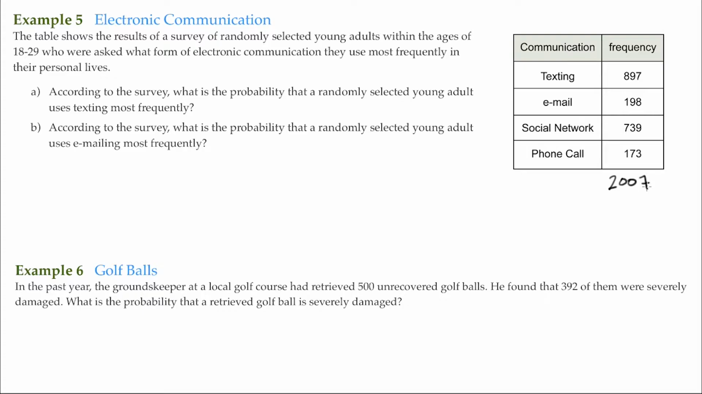So then the event here is for letter A. According to the survey, what is the probability that a randomly selected young adult uses texting most frequently? And of course there's texting here. Well, that's 897 out of the 2007. So I'm going to put A right here. 897 out of the 2007. And that's approximately 0.4469. And of course, we recognize that as 44.69%.